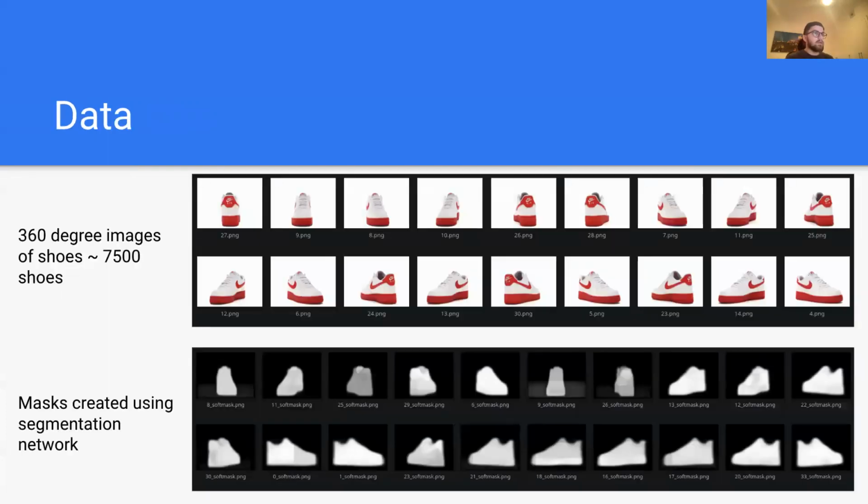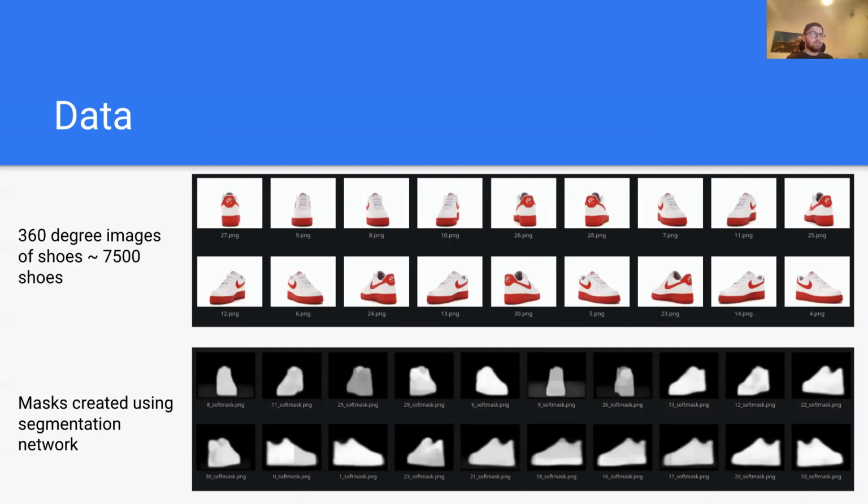So to do this, I need a data set, or I need some sort of training data. And in this case, there's this really nice database called the Sneaker database, and they have these 360-degree shoe images. And there's around 7,500 shoes. So if you download for a single shoe, you would get these images, like all of these shoes from different angles. And then you can pass those through a segmentation network that's available on PyTorch or torchvision, and you can get masks of these shoes, and that'll be important later on.